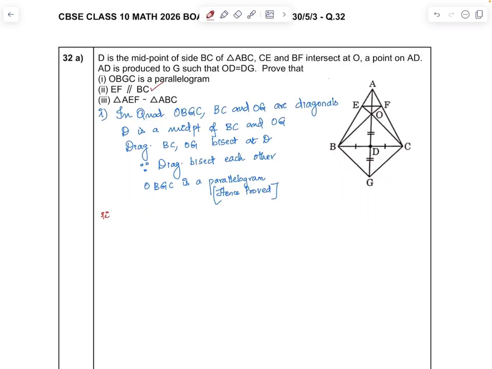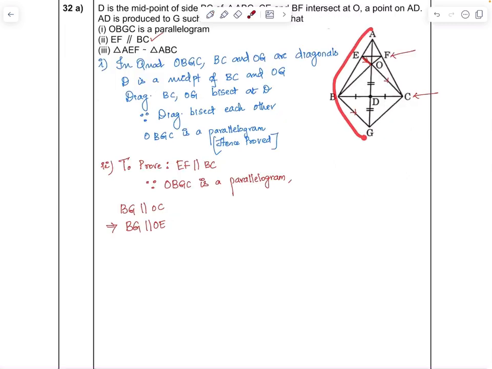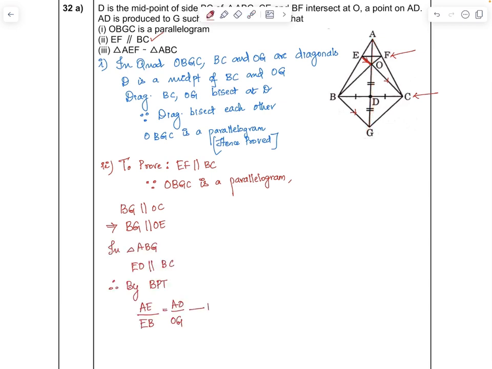The second subdivision says we have to prove that EF is parallel to BC. That is, this line segment is parallel to this line segment. In part 1, we proved that BG is parallel to OC. Now, this line segment OE is a part of this OC, which means this OE is also parallel to BG. Now, let's observe this triangle AGB. In triangle AGB, the line segment OE is parallel to BG. So by BPT, we can say that AE upon EB is equal to AO upon OG. Let this be equation 1.